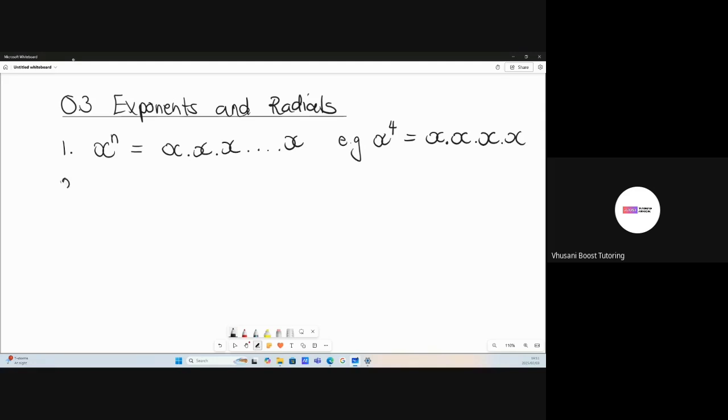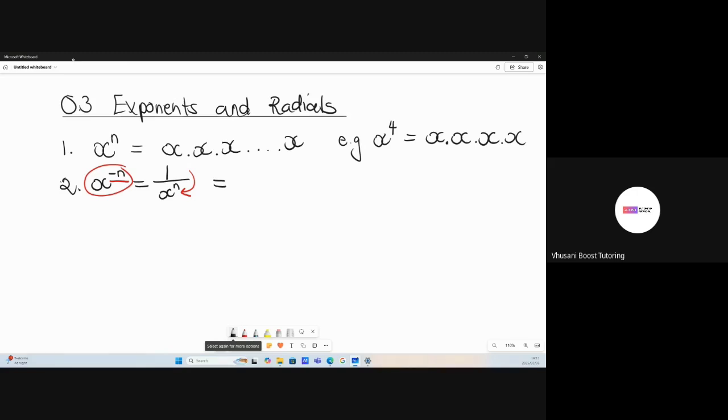The second one is x to the power of negative n, which is equal to 1 divided by x to the power of n. Remember, if we have a negative exponent, we can take this whole thing to the denominator, and then the exponent will change to a positive. Another example would be x to the power of negative 2. This will be 1 over x to the power of 2, which is 1 divided by x times x. But you don't need to do that.